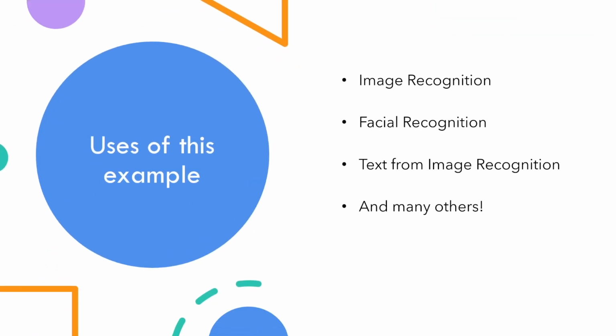Practical uses for processes like this example include image recognition, as shown in this video, facial recognition, such as how you can use your face to unlock your iPhone, and text-to-image recognition, which allows your smartphone to identify text within images and sometimes even translate the text from a foreign language.